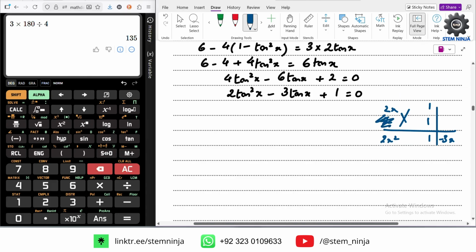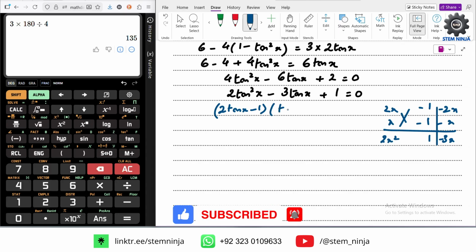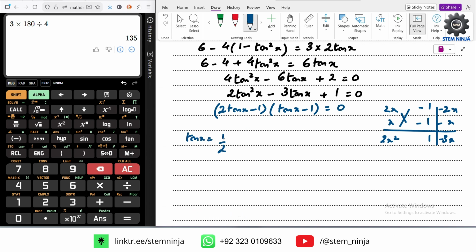Sorry, no. What am I doing over here? 2 tan x minus x, the only way this happens is if they are both negative, right? So 2 tan x minus 1 and tan x minus 1 equal 0. So this means that either tan x is 1 over 2 or tan x is 1.